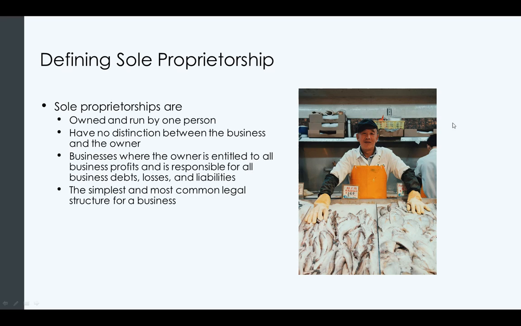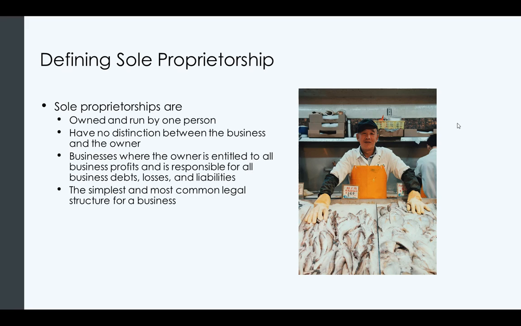Let's say this guy owns a fish market. If he is a sole proprietorship, then he and the business are one and the same, basically as drawn up on paperwork, financially, tax-wise, and so on. They're all the same. This is a business where the owner is entitled to all the profit. He is taking all the risk, so he gets all of the profit that is made. He doesn't have to share that with anyone else once all the bills and taxes are paid.